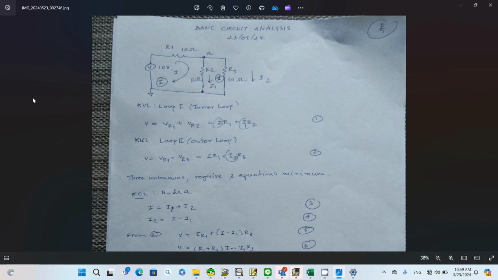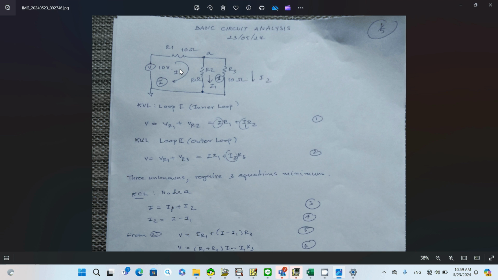What you're looking for is the current flowing through R1, the current flowing through R2 and R3, and also you'll be able to find the voltage at node A. You have the source voltage of 10 volts and all resistors have a resistance of 10 ohms.